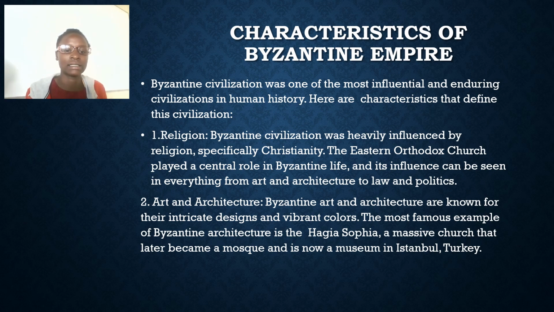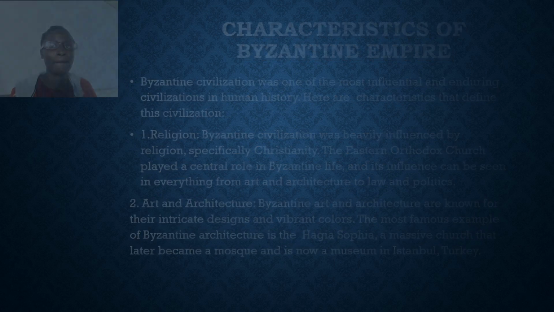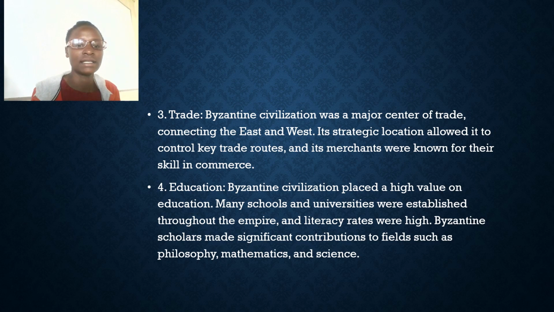Second is art and architecture. Byzantine art and architecture are known for their intricate design and vibrant colors. The most famous example of Byzantine architecture is the Hagia Sophia, a massive church that later became a mosque and is now a museum in Turkey. Third is trade. Byzantine civilization was a major center of trade, connecting the East and West. Its strategic location allowed it to control key trade routes, and its merchants were known for their skill in commerce.